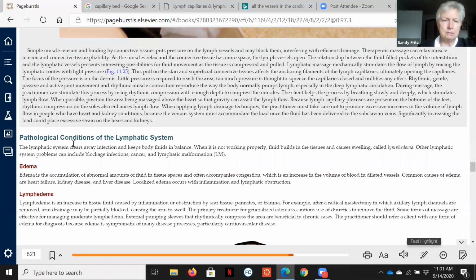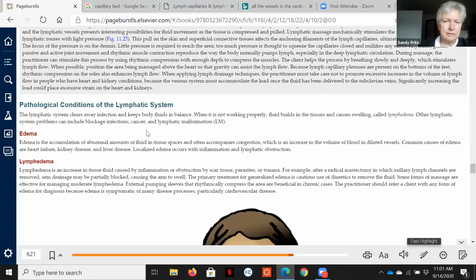So if the lymphatic system is not functioning optimally or functioning well, then pathology develops. And because this is a filtering system, if we have interference with the flow through there, that can have some pretty significant results on health status. So edema is an increase in fluid in the tissue space for some reason. And it also can accompany congestion, which is too much fluid in the vessels.